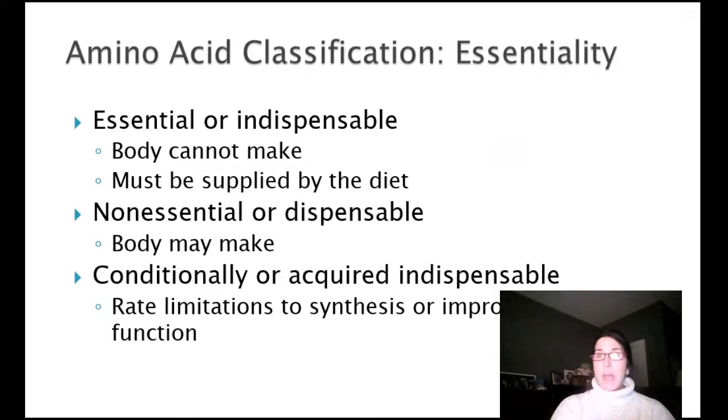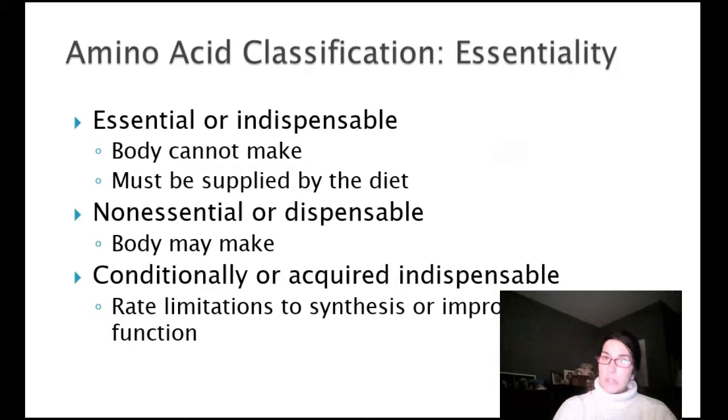Now, we talk about different amino acids in terms of whether they're essential or indispensable. We use those terms interchangeably. Whether they're non-essential or dispensable, and whether they're conditionally or acquired indispensable. So what does that mean? If they're essential, we can't make them, so you better be ingesting them in the food you eat.